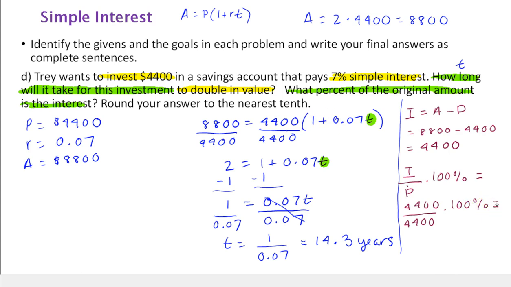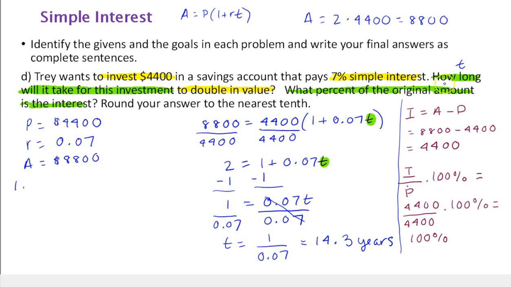Okay. Now we could compute this on the calculator, but anything over itself is 1. So this result is just 100%. Okay. And we saw that idea here. So doubling in value is an increase of 100%. So the interest would have to equal 100%. So now let's write up our answers as complete sentences.